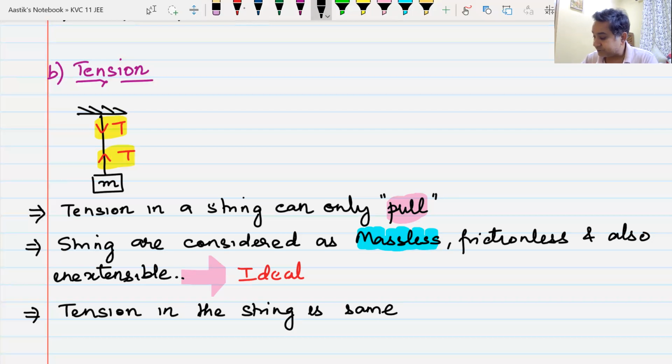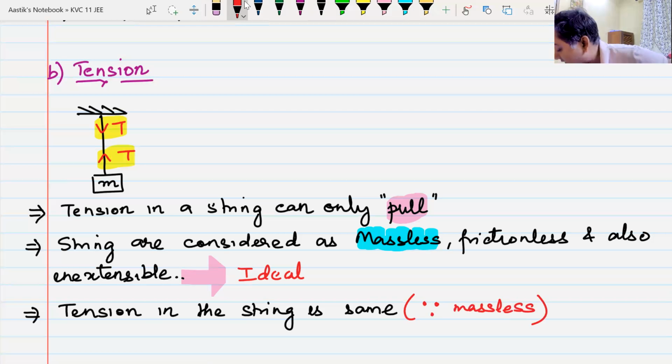Why does this happen? Since they are considered massless. Since they do not have any mass, the tension in the string would be the same. If the string has mass, then what will happen?